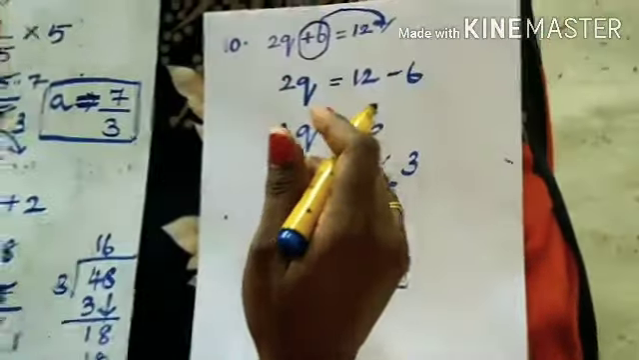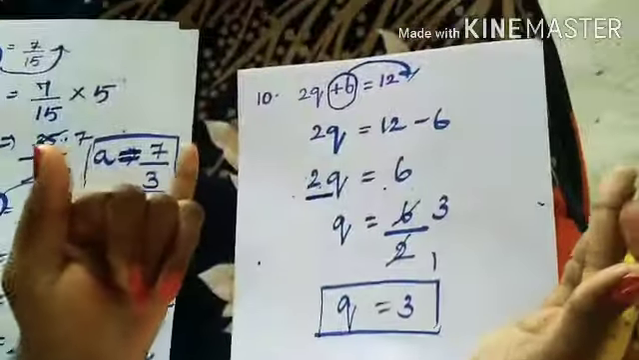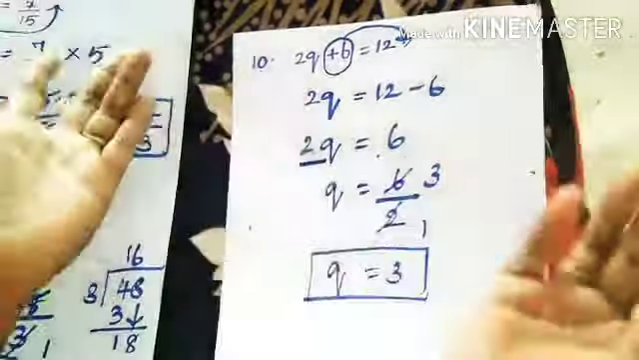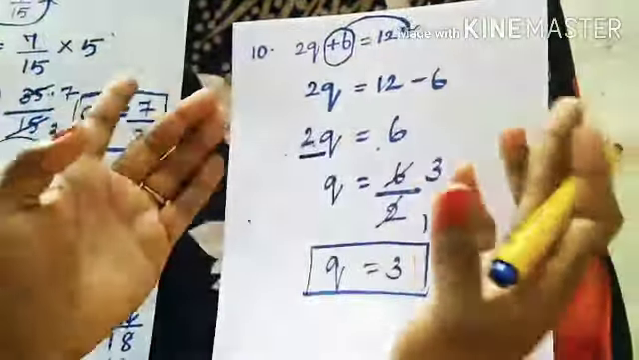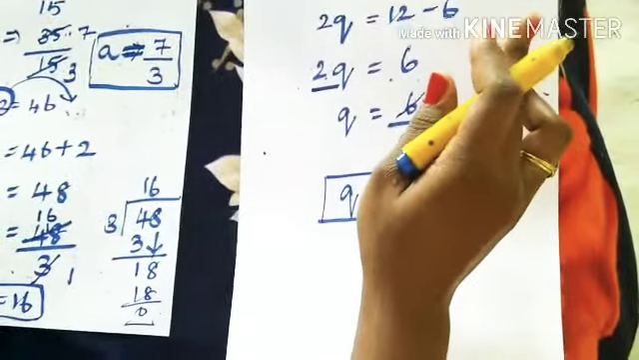Okay children, only 4 things you should keep in mind. Multiplication, when it goes from this side of the equation to the other side, becomes division. Division becomes multiplication. Addition becomes subtraction. Subtraction becomes addition. So this only you should keep in mind and try to solve the problems.